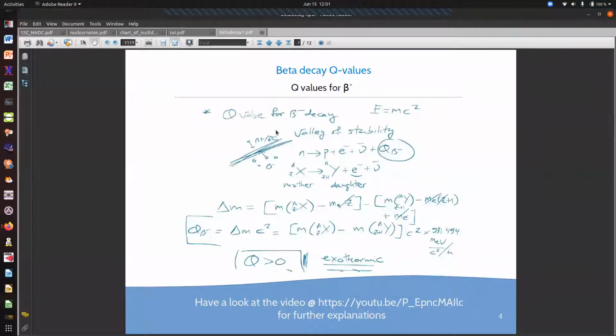Yes, Prof. Okay. So basically, we are applying Einstein's formula, and I wanted to say that if you have a positive Q value, the reaction will be exothermic. And there's also a video that we went through. Basically, for this to happen, this must be positive, right?